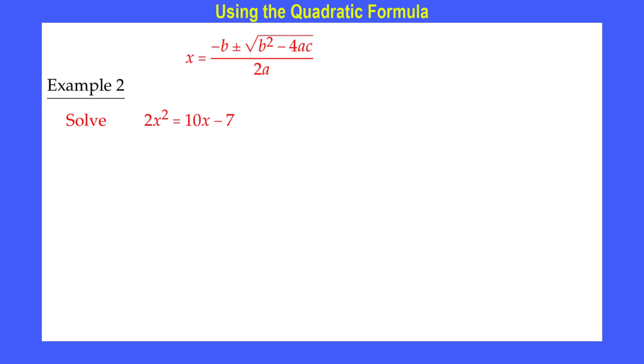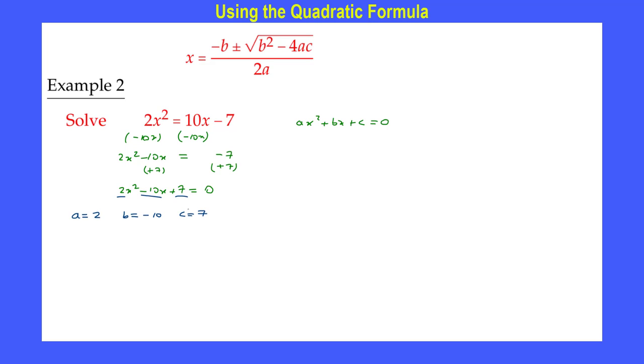Example 2 is slightly different because it's not in the right format. If you remember, we want it to be ax squared plus bx plus c equals nothing. So the first thing we've got to do is rearrange it. So I subtract 10x from both sides. That leaves me with 2x squared take away 10x equals negative 7. Now if I add 7 to both sides, I've got 2x squared take away 10x plus 7 equals 0. Now it's in the right format. So a is going to equal 2, b is going to equal negative 10, and c will equal 7.